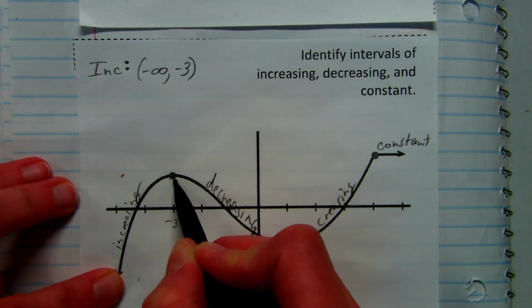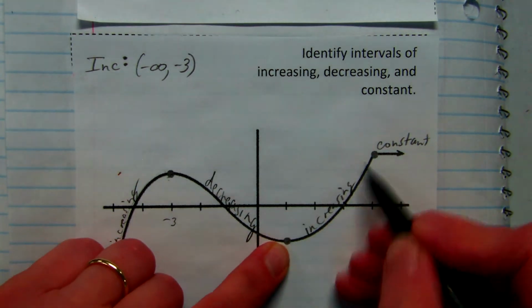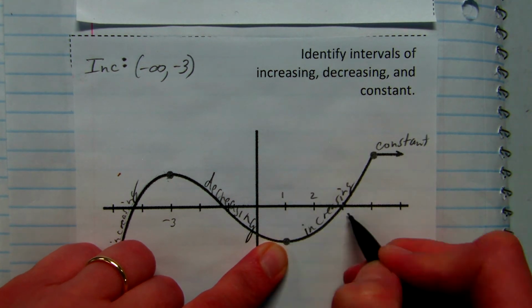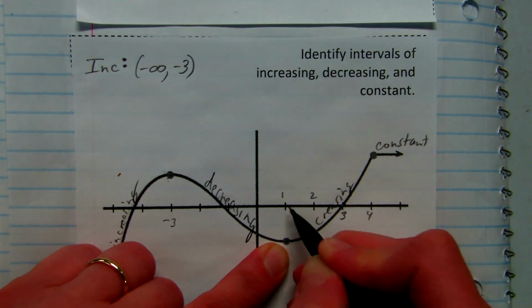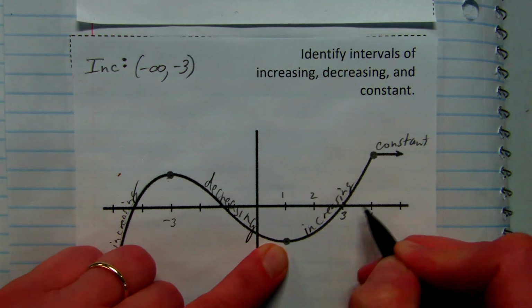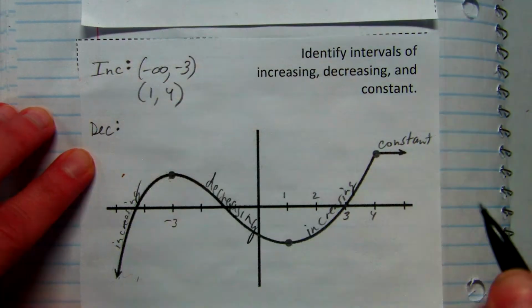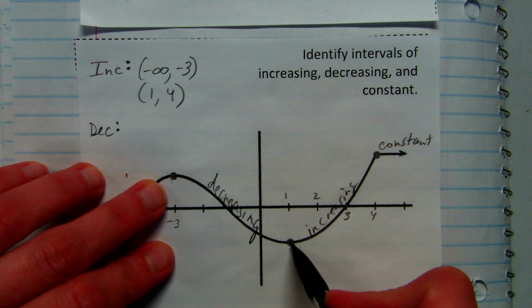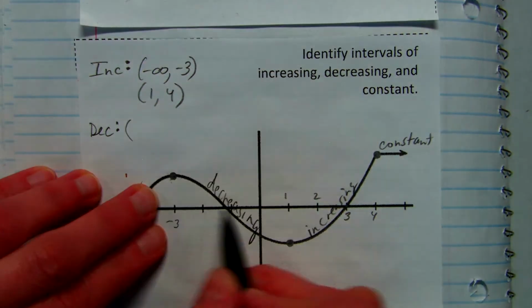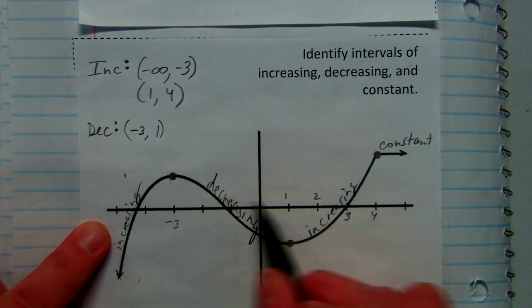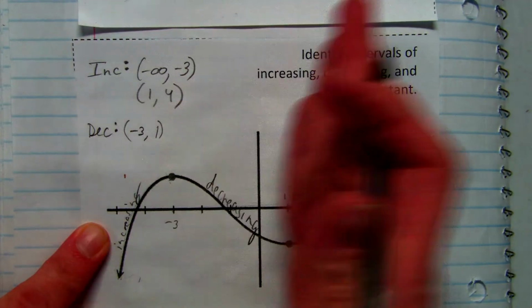That's where it switches. Our other interval where it was increasing was from here to here. What are those numbers? So here, this would be 1, and this one would be 4. So increasing from 1 to 4. So those are the two intervals that are increasing. Then we had one interval that was decreasing. So that's going to go from -3 to 1. And we always use the x values off of this x-axis and break it apart this way.